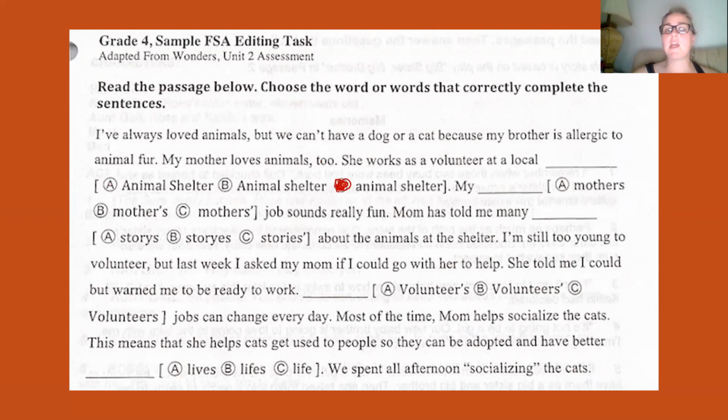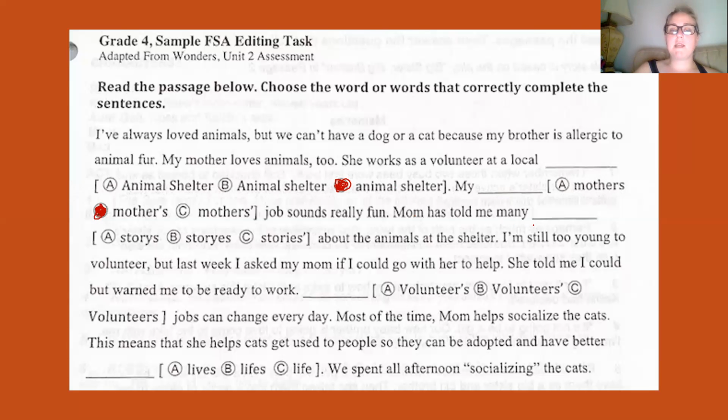Now, if the name of the animal shelter was Gary's Animal Shelter, then the G would be capitalized, the A in animal would be capitalized, and the S in shelter would be capitalized because it's a specific name. But because it's not a specific name, neither the A nor the S are capitalized. My blank job sounds really good. So I know it's my mother, it's her job. So it's only one mother. So the answer would be B. We just put Mother with an apostrophe S.